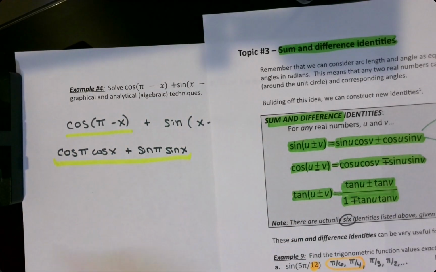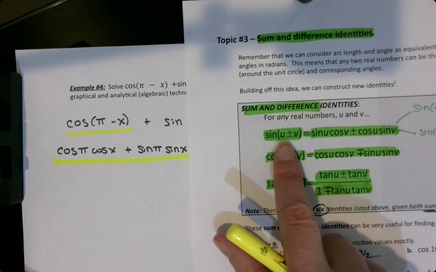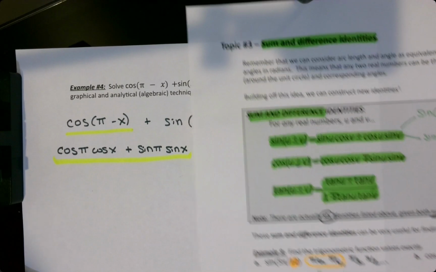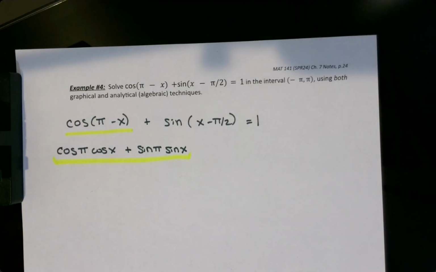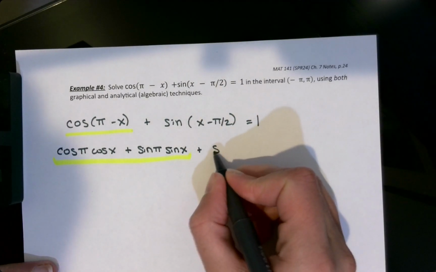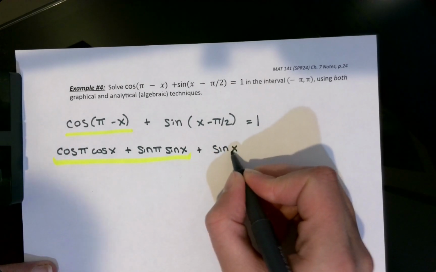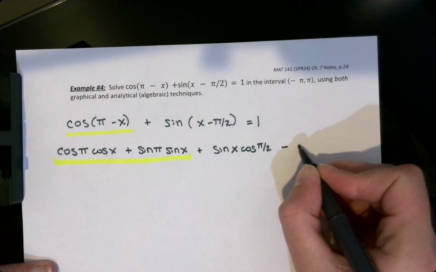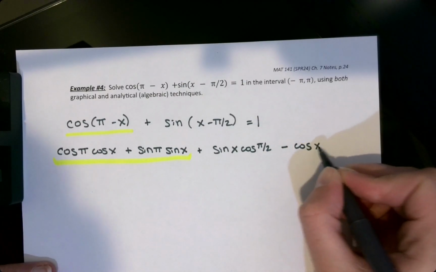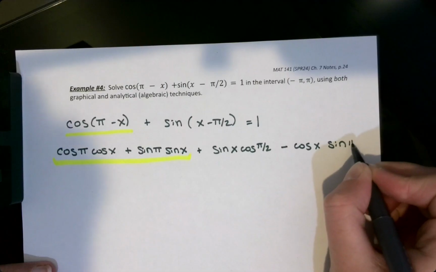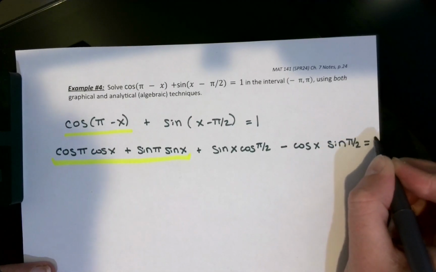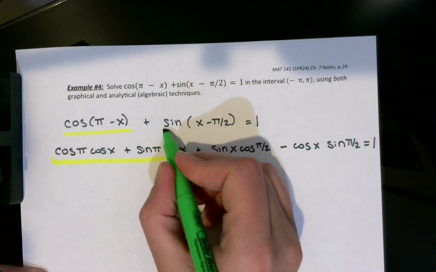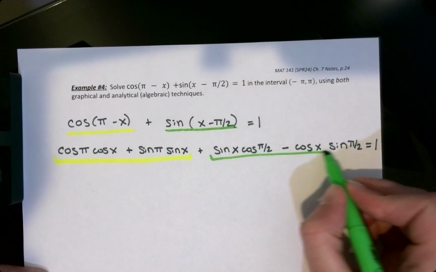And now we're going to do the sum or difference. It's the difference again for sine. It's going to be sine u cosine v minus cosine u sine v. Let's write this one in. We're going to have plus sine x cosine pi halves minus cosine x sine pi halves. And it's still going to be equal to 1. So this portion is the sine difference identity with these two terms.